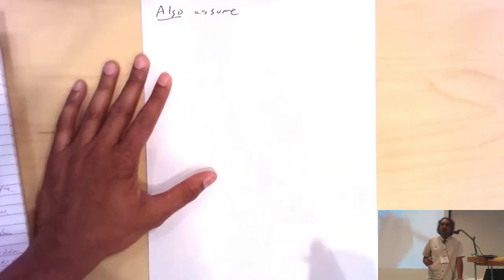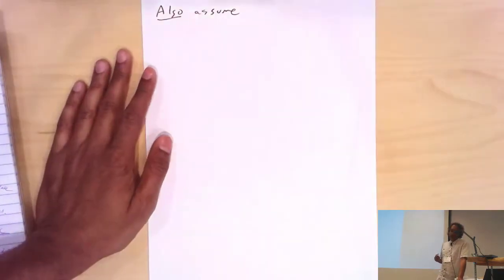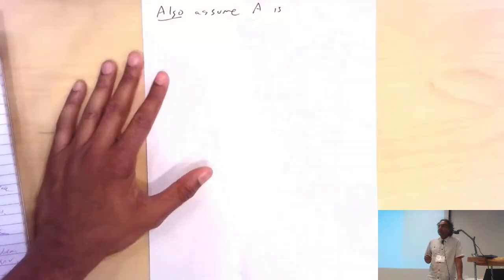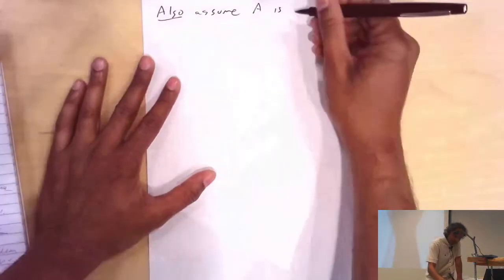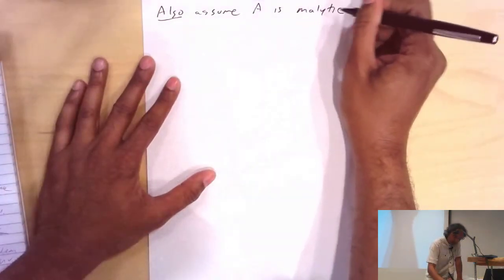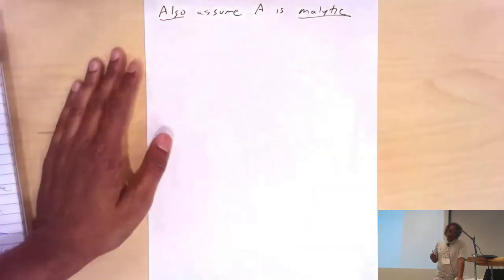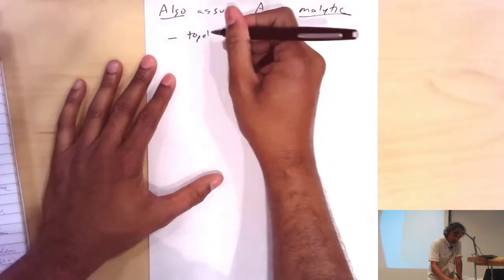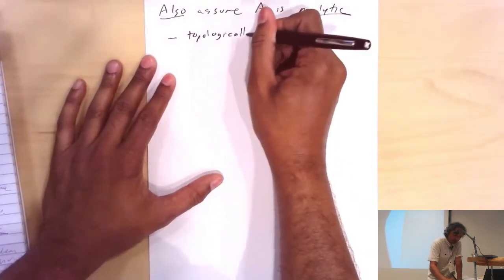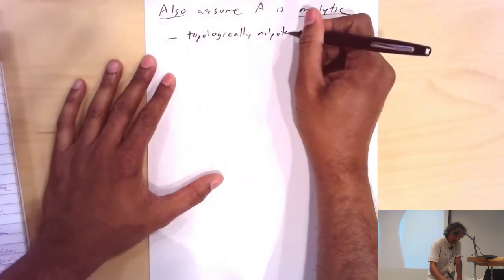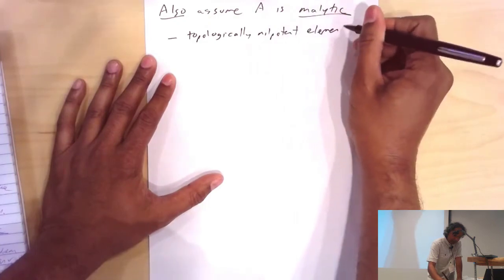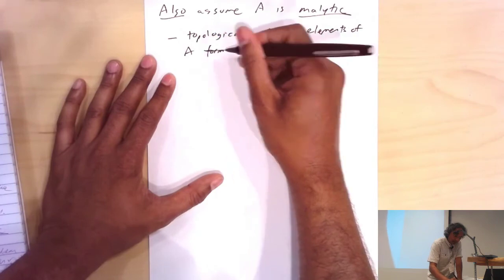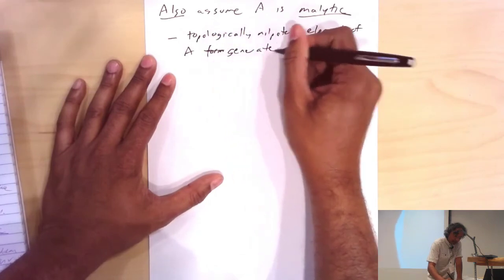I'm not going to allow A to be an arbitrary complete Huber ring. So I'm going to assume that A is what's called analytic, which I can say in a couple of ways. One way to say that is that the topologically nilpotent elements of A generate the unit ideal.